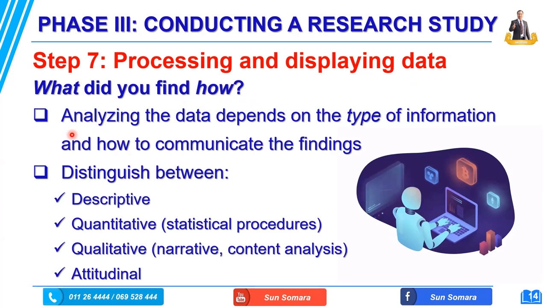The first step is analyzing the data depending on the type of information and how to communicate the findings. If you have interviews, you need to code based on the main themes of the data you get, or you analyze quantitative data using software and so on. Then you need to discuss the findings. We can distinguish between descriptive data, quantitative statistical procedures, or qualitative methods like narrative or content analysis and so on. Or you can use an attitudinal scale, for example, based on the participants' attitudes, to analyze that part as well.